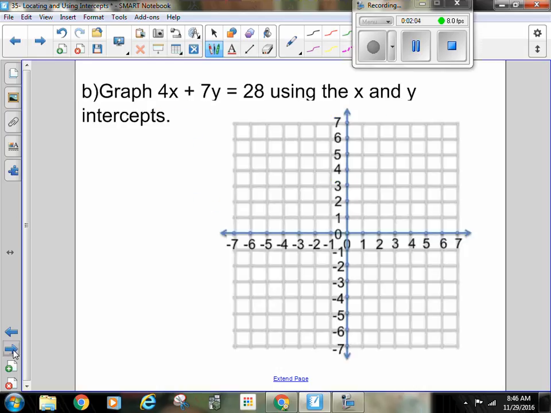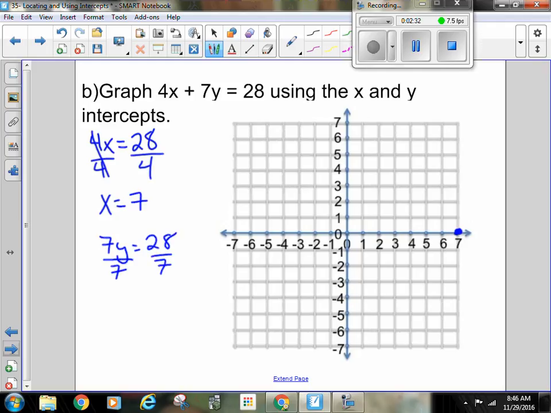Graph 4x plus 7y equals 28 using the x and y intercepts. So first we're going to find my x-intercept. So we cover up my y, and we have 4x equals 28. So divide each side by 4. And we get x equals 7. So I'm going to go all the way out to the 7, and I'm going to make a point, my x-intercept. Then I have 7y equals 28. I'm going to divide each side by 7. So y equals 4. So I'm going to go up to 4 and make a point, and now connect my line. There we have it.